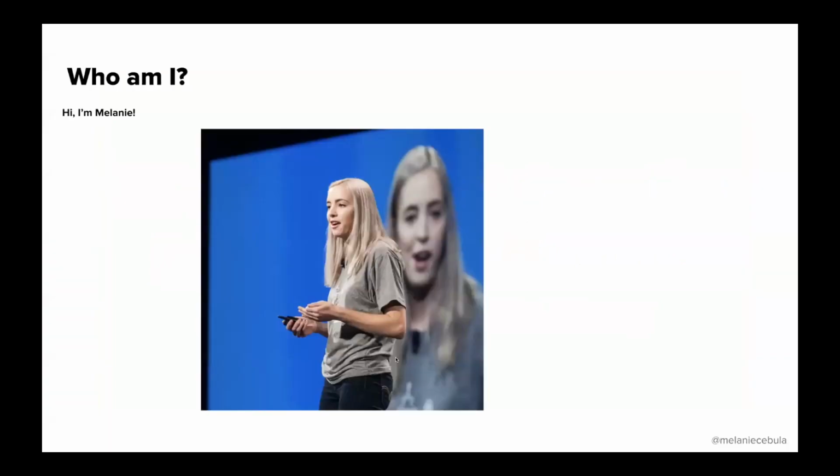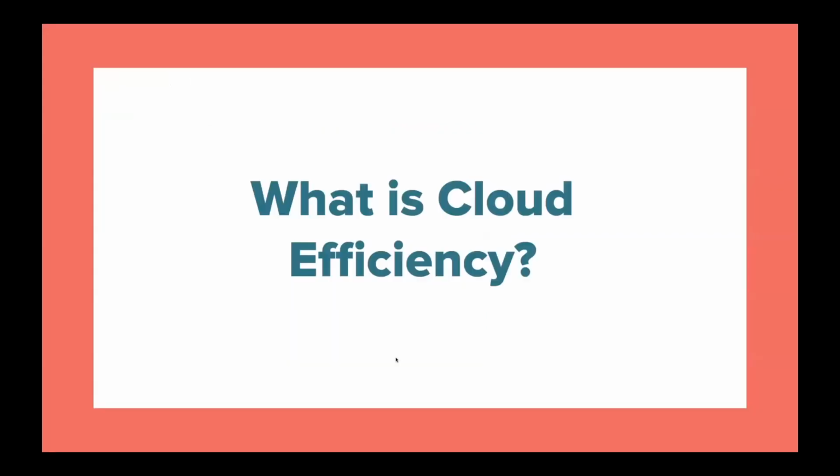So first of all, who am I? What do I do? So I'm Melanie at Airbnb. I'm a software engineer on our cloud optimization team. So in particular, my focus recently has been on the efficient use of cloud resources at our company.